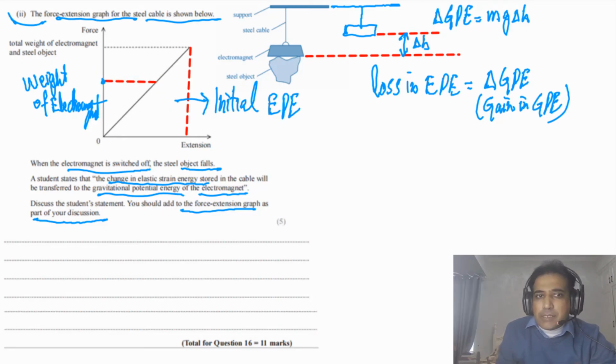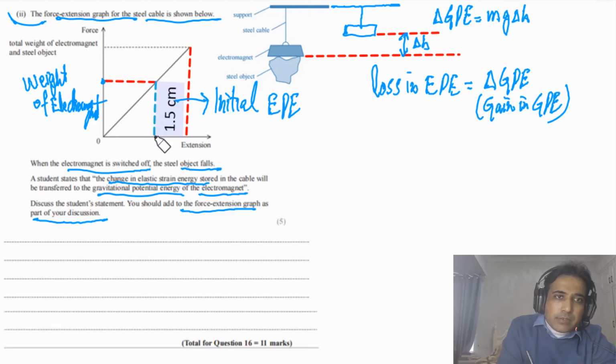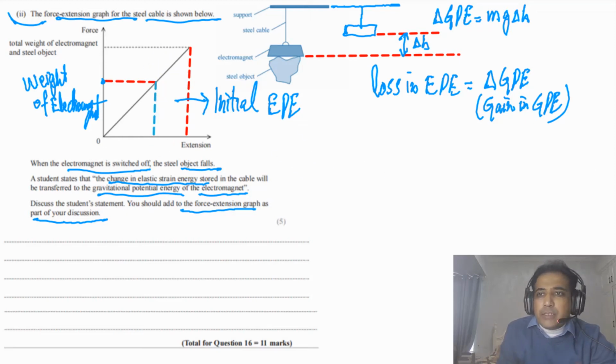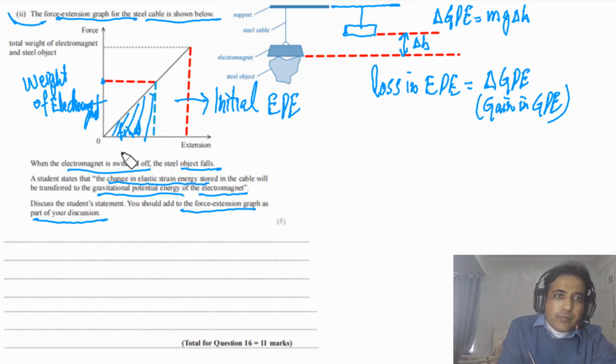Now in this case, the area under this one is representing the final EPE. So this area is the final elastic potential energy. So the change is equal to this area.